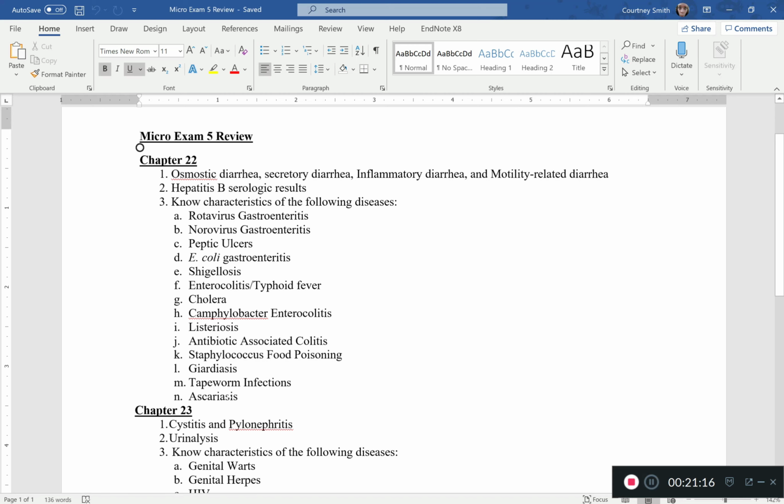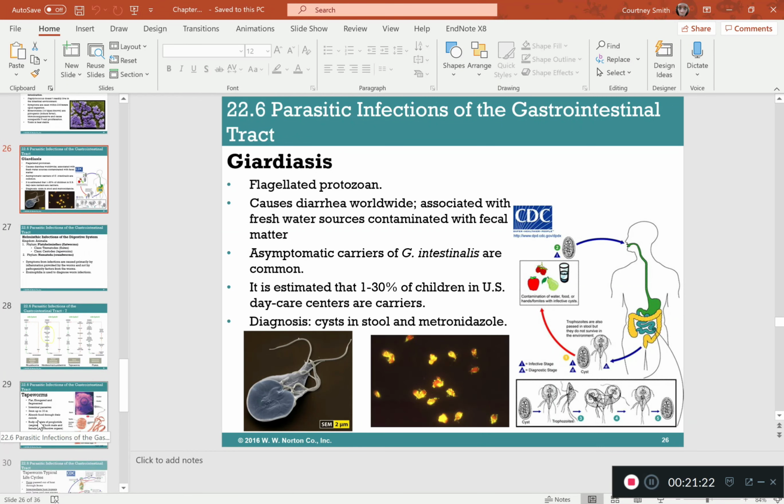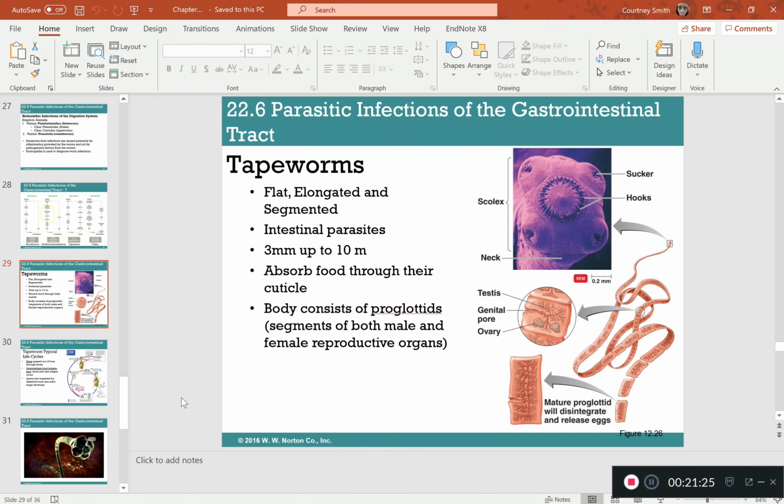Okay, we're going to talk about tapeworm and then ascaris. So with tapeworms, I just want you to know how it looks, and also how it reproduces and continues to infect. Tapeworms are flat, elongated, and segmented, meaning that they are essentially a long string with building blocks put together. They absorb food and pretty much any nutrients from their host in the intestinal tract.